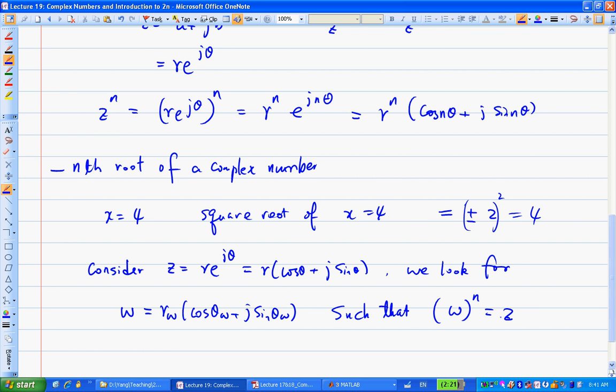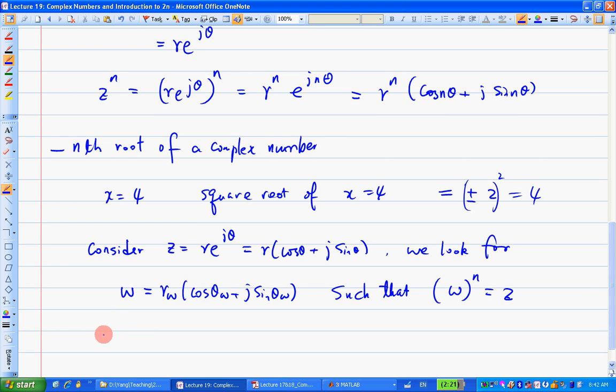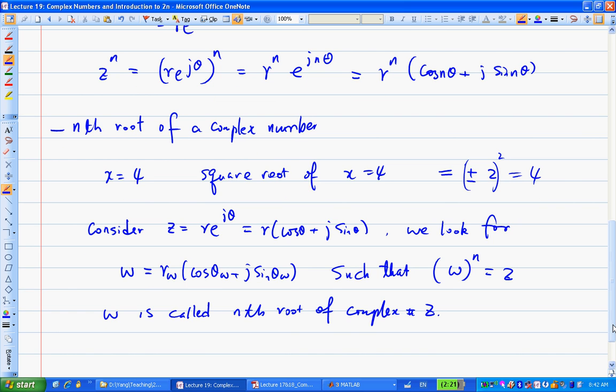See the logic here. If you compare to the real case, the idea is the same thing, no difference. Positive and negative 2 is a square root, so that to the power of 2 is 4. Now we're looking for a complex number w such that w to the power of n equals z. Then this w is called the nth root of the complex number z. That's the definition of the nth root of a complex number z.